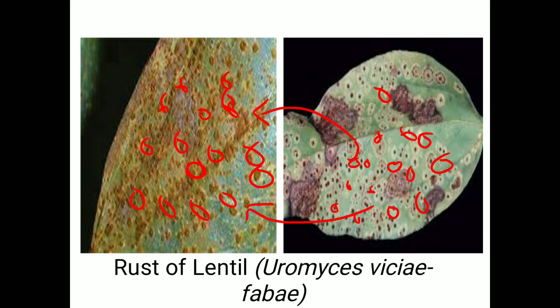Regarding management strategy, we have to use healthy seeds and resistant varieties to avoid the disease. Then we follow crop rotation with non-host crops. And the last one is very important: cleanliness and sanitation of the field is maintained by removing alternate hosts, weeds, plant debris and infected plants.